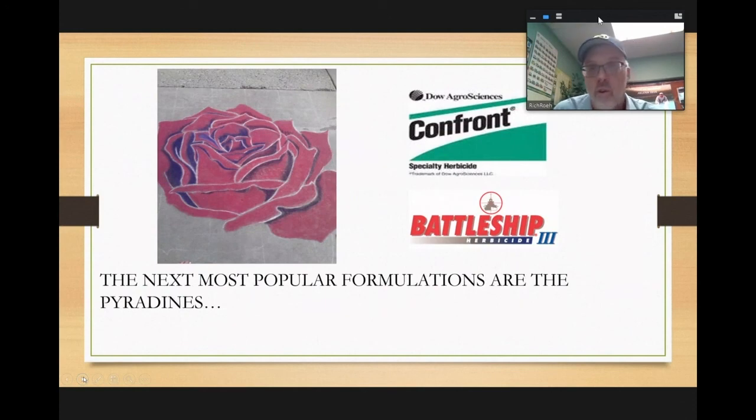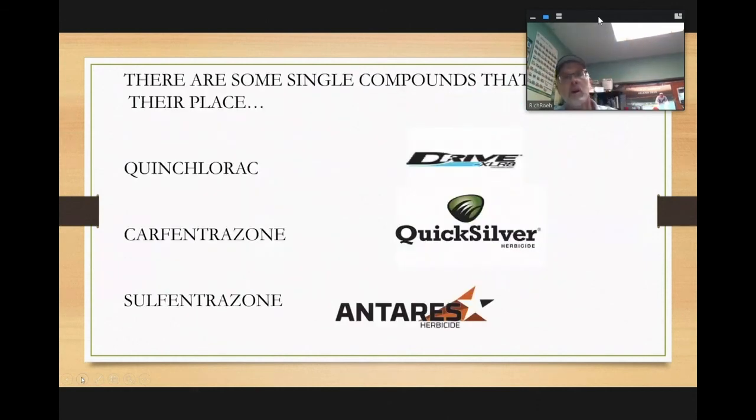They do come with their label restrictions as well. Okay, 2,4-D can only do 2 broadcast applications a season. Clopyralid does not go on residential lawns, has to go on commercial turf. And there's some other restrictions about golf courses and sod farms that are unique to that market as well. There are some single compounds that do have their place. Quinclorac is sold as Drive, and then any number of pre-emergents.